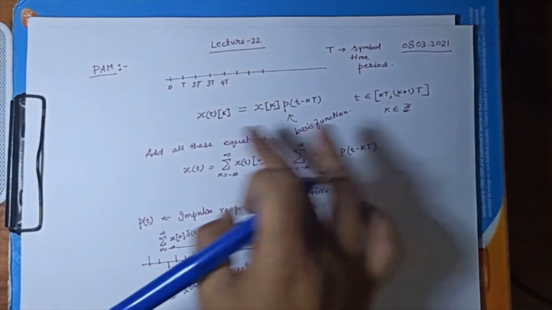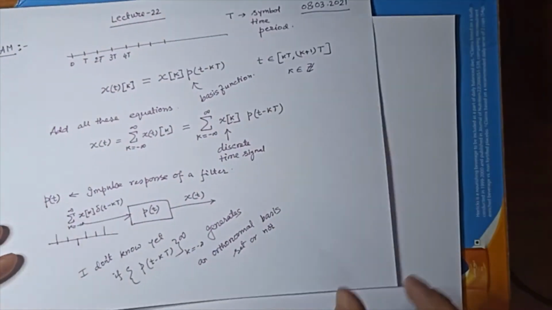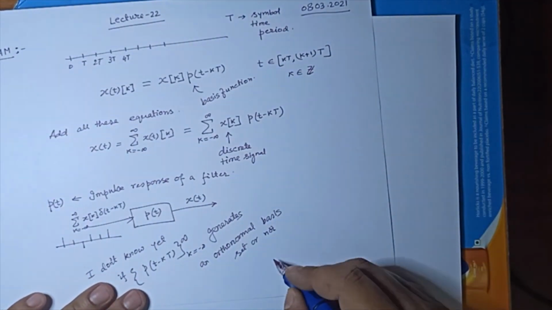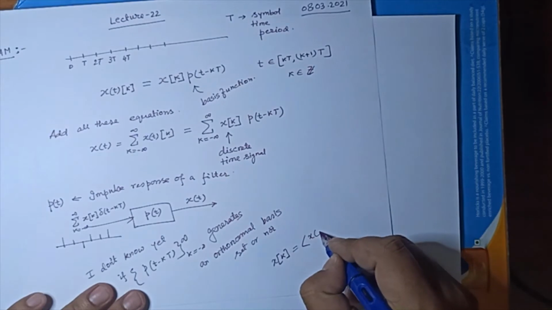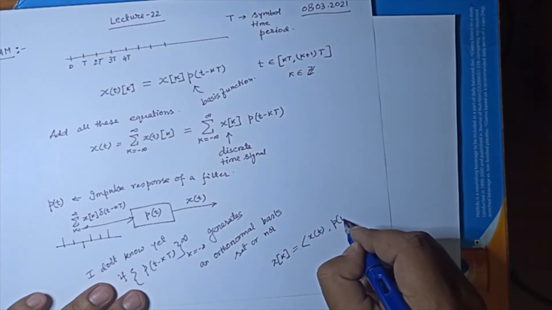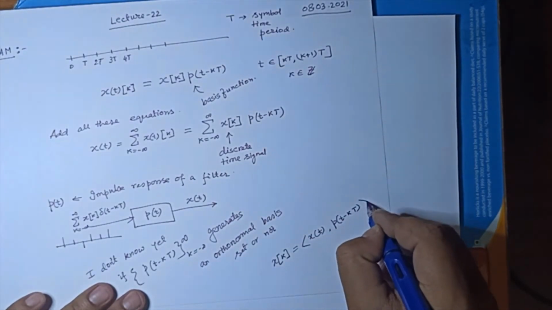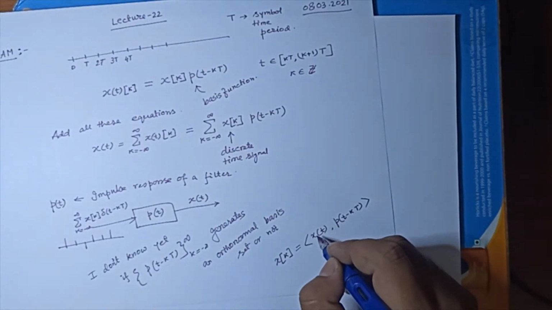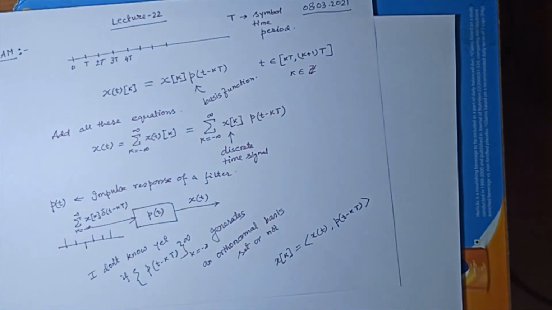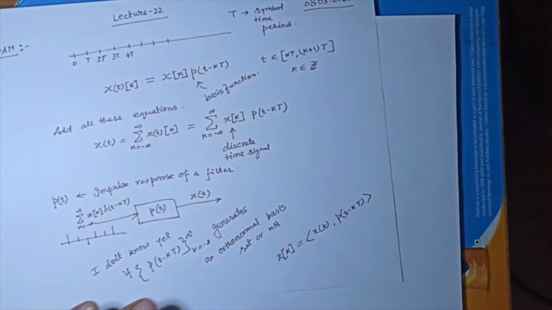But if this inner product works, then life is really easy, because then I can generate xk simply as the inner product of xt with p(t − kT), and that will give me the value. And even if this xt, what is received at the receiver side, is noisy, whatever is received is after the baseband channel.